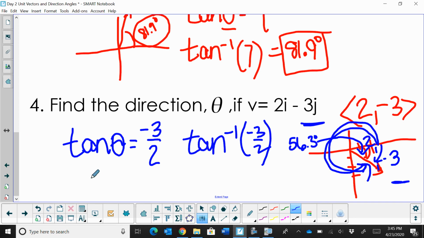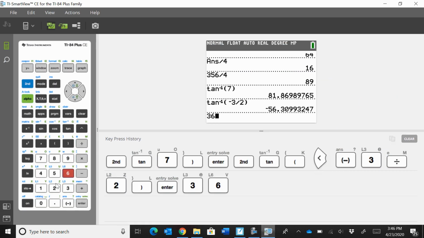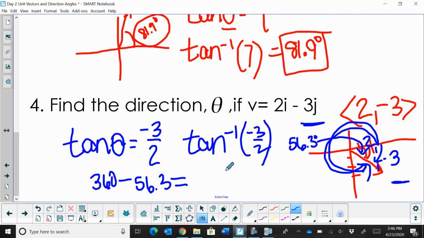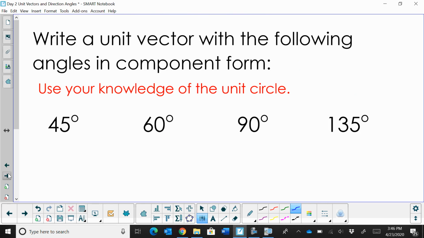So what do we need to do? We need to take 360 and subtract that reference angle of 56.3. And that's going to give us our direction. So let's take 360 minus 56.3, and that gives us 303.7. So the direction of the vector is 303.7 degrees. Okay, so that gives you an idea of just directions.